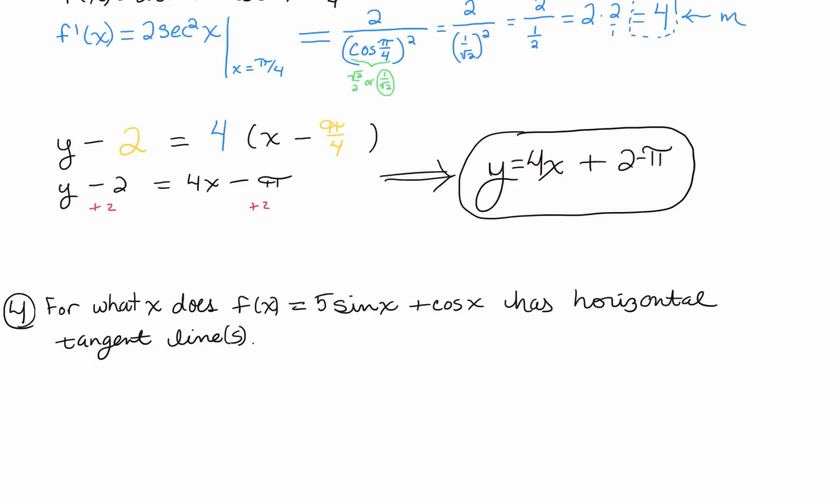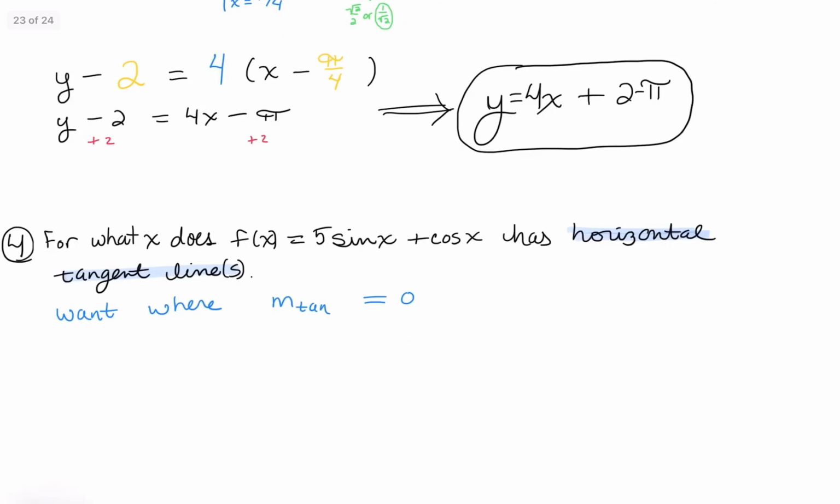All right, moving right along here, number 4: for what x does f of x equal 5 sine x plus cosine of x have horizontal tangent line or lines? So this is another common question. Here we're not looking for the slope of the tangent line at a particular point. We're trying to find where the slope of the tangent line is equal to a particular slope. So we want to know where the slope of the tangent line is equal to 0, because of course that's what it means to have a horizontal tangent line. It's going to mean that its slope is equal to 0.